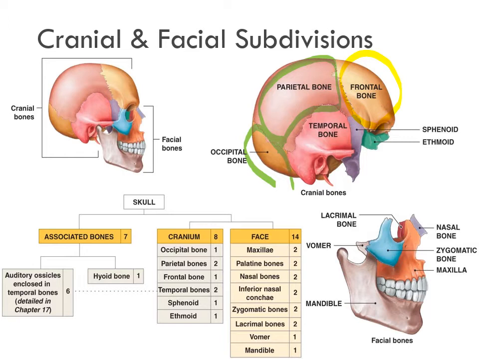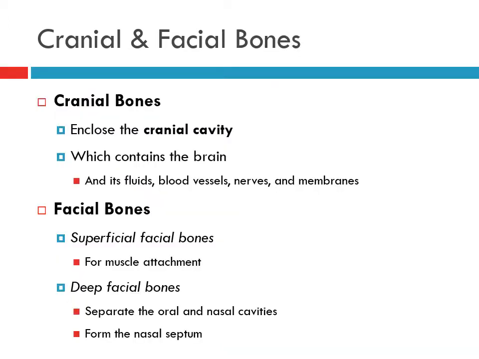And we're going to learn about how they're all connected together. The temporal bone, which you see here, is on the side of the head. So come back to this picture and utilize it as a study tool. The cranial bones, as we already said, enclose the cranial cavity, which contains the brain, plus all of its fluids. It's surrounded in cerebrospinal fluid, all of its blood vessels and nerves, and then there are membranes as well that surround the brain. When we get to the nervous system, we're going to learn what all of those are.